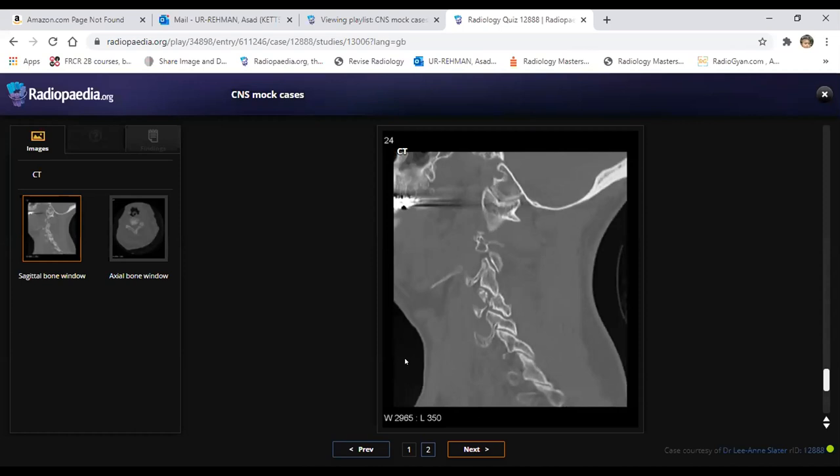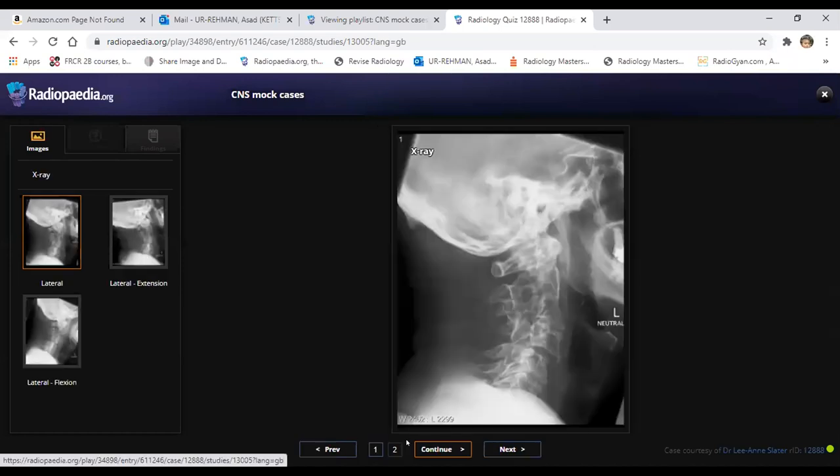Okay, so Dr. Sanij, that was very good. That was not very good, I know. No, but once you are in the hot seat, this is always difficult. But you picked up the findings, and this is basically a unilateral facet lock.